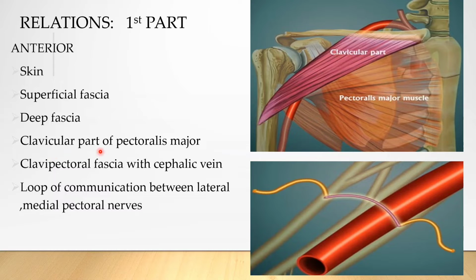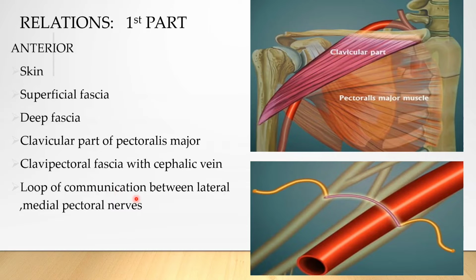After that we will find the clavicular part of pectoralis major muscle. See here in this picture, this is the pectoralis major muscle, and the clavicular part, which is purple in color, is the clavicular part of pectoralis major muscle. This is the relation of the first part of axillary artery. Next, coming to the clavipectoral fascia with cephalic vein, lateral pectoral nerve and thoracoacromial artery, these are present beneath the clavicular part of the pectoralis major muscle.